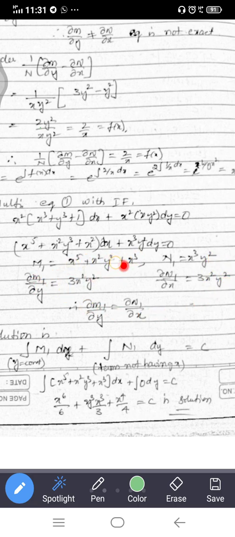Again, partially differentiate this M1 with respect to y. Here x power 5 will get 0, and x square is also 0. Differentiation of y cube is 3y square. So we are getting 3x square y square. And differentiate the N1 value partially with respect to x. Here y square is constant, differentiation of x cube is 3x square. We got 3x square y square. Now dou M1 by dou y equals dou N1 by dou x. Both the values are equal. So we can say this equation 2 is an exact differential equation.